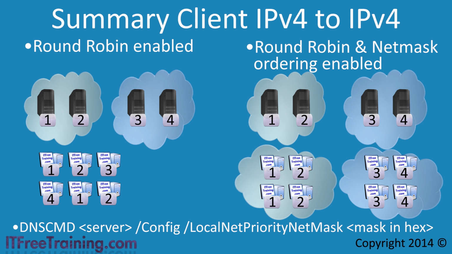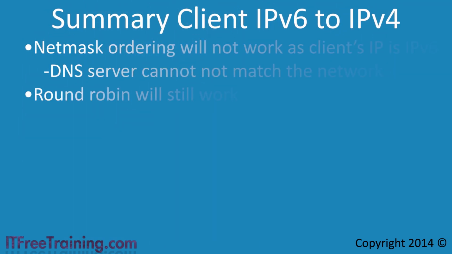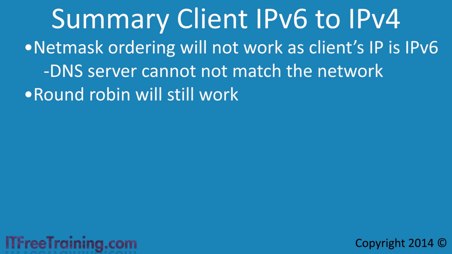Make sure that if you are not using the subnet mask 255.255.255.0, that you run the DNS command to change the subnet mask. Otherwise, you will get some unexpected results. Next, if your client is using an IP6 address, this will effectively break Netmask ordering when the DNS server only contains IP4 records. This is because the DNS server will look at the client IP and will not be able to match the network. Effectively, since the client is using an IP6 address to contact the DNS server, it cannot determine which IP4 network the client came from. For this reason, Netmask ordering will effectively be disabled, and only round robin will work if it is enabled.